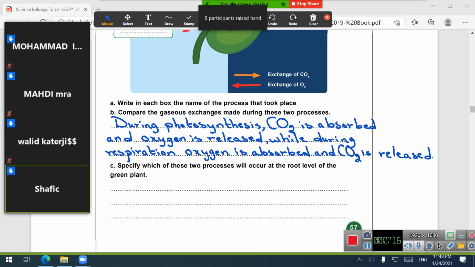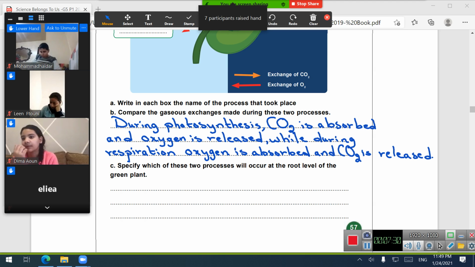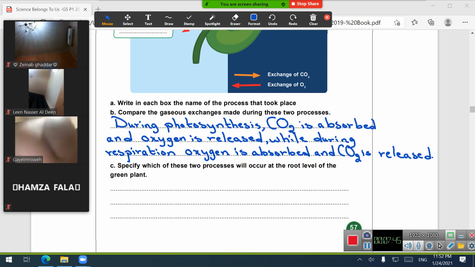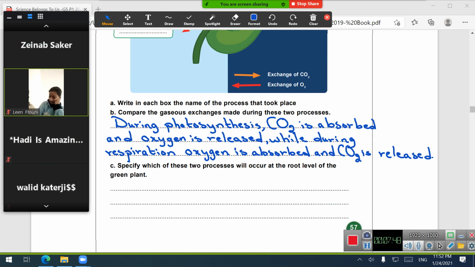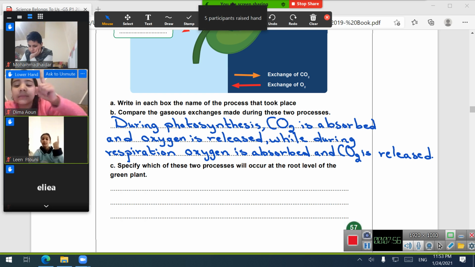Photosynthesis occurs at the root level because the green plants absorb water from the soil by the roots. Excellent, Shafiq. What do you think, Dima? Your answer, Shafiq, may be correct, but as we know, photosynthesis takes place in the leaves of a green plant. Why is it done in the leaves? What is found in the leaves? What do they have? Dima, what do leaves have?